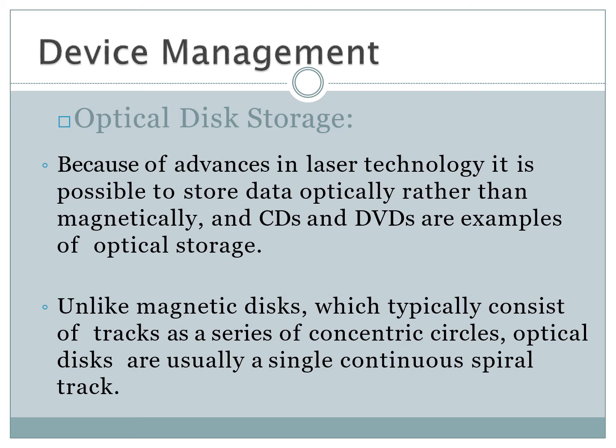Because of advances in laser technology, it is possible to store data optically rather than magnetically. So optical disk storage is used. Examples are CDs and DVDs. Unlike magnetic disks, which typically consist of tracks as a series of concentric circles, optical disks are usually a single continuous spiral track.